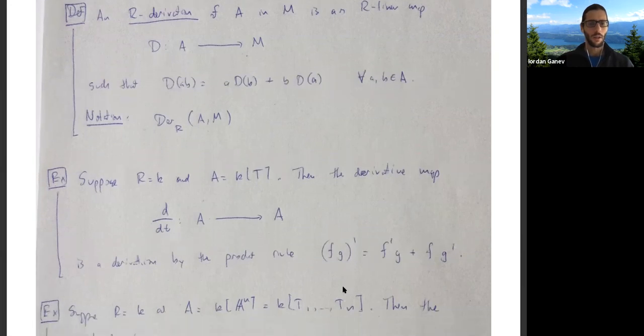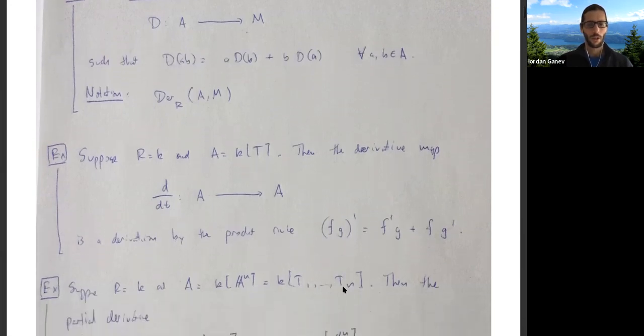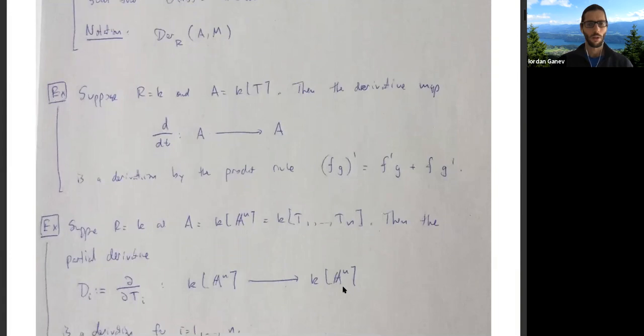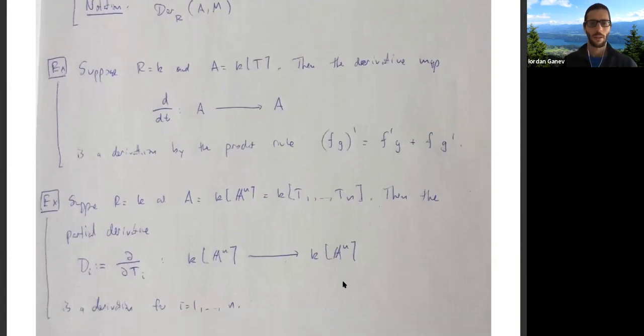Okay, so that's the one variable version. What if we have multiple variables? What if our algebra A is polynomials in n variables, so the affine algebra of A^n? Then each of the partial derivatives is a derivation. For any i, we have a partial derivative map, and that's a derivation. It satisfies the Leibniz rule.